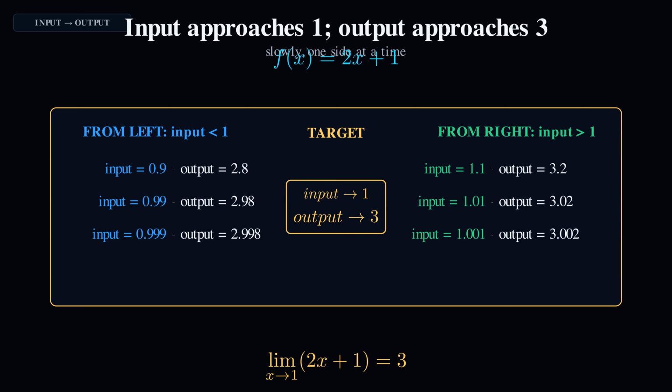From the right side, input 1.1 gives output 3.2. Then input 1.01 gives output 3.02. Then input 1.001 gives output 3.002. Again, the output is moving closer to 3. So input approaches 1 and output approaches 3.